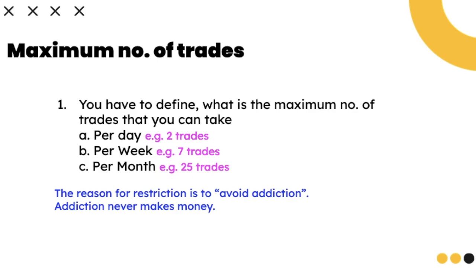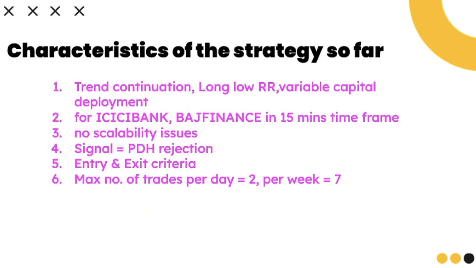Now let us just review how far we have come. So these are the characteristics of our hypothetical strategy. One, we are going to choose a trend continuation strategy. It is a long strategy which has less risk to reward and variable capital deployment. We chose the instruments as ICICI Bank and Bajaj Finance in 15 minutes time frame.